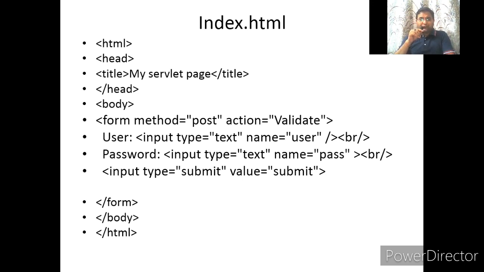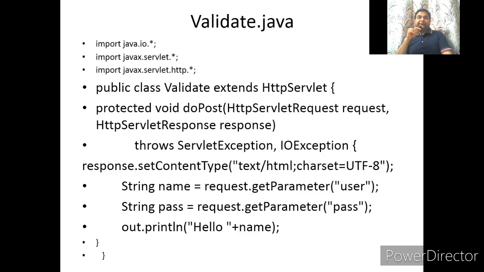In this page there are two data that the user will enter. One is name and the second one is password, and we are using one submit button. Once we fill the data and click the submit button, the data goes to the server page, and which page will accept these details? These details will be accepted by the validate page.